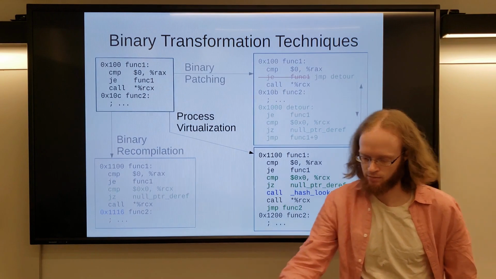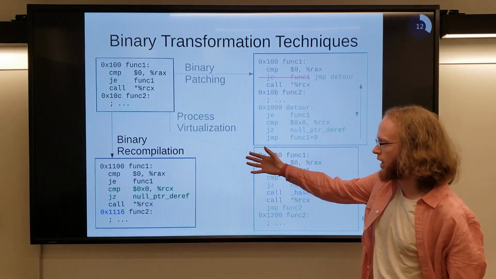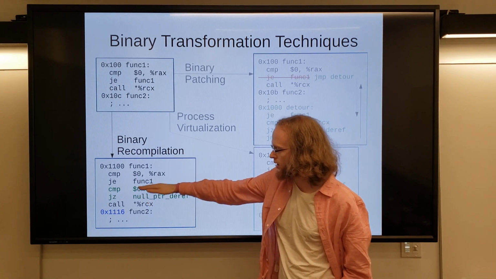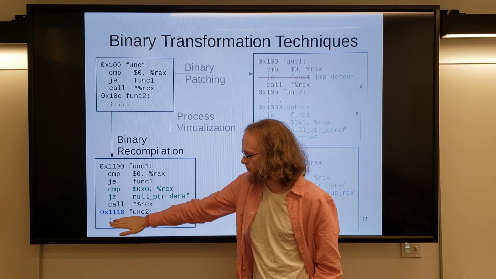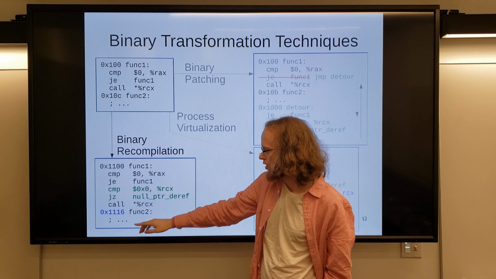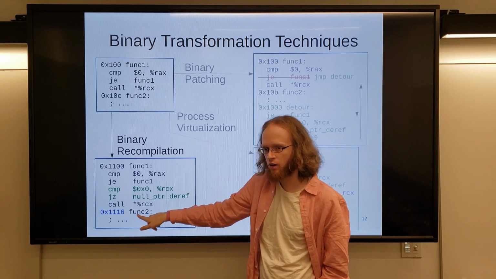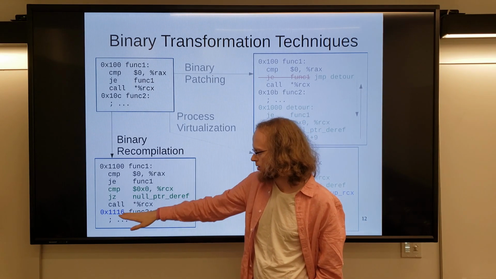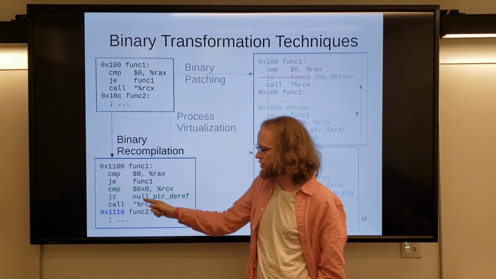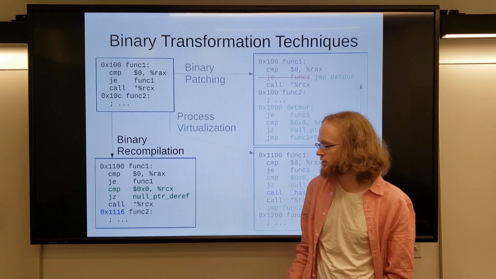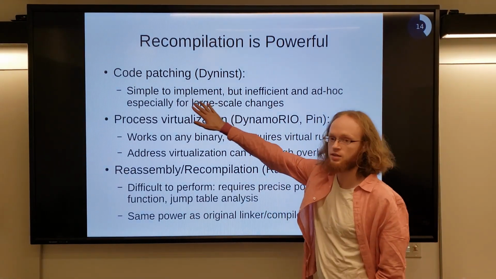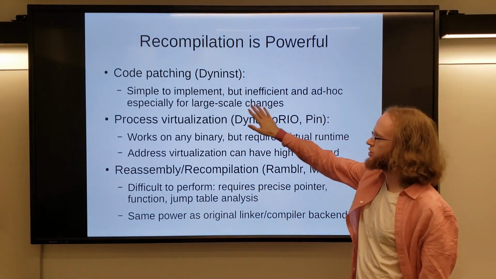Finally, for binary recompilation, it's kind of the best of all worlds. We're able to insert instructions here inline, and that's going to end up giving new addresses to every instruction, every function after that, because you end up shifting everything down. This is only possible if we found all references to func2, because if we missed some references to func2 and we didn't update them when we moved it to a new address, those old references are pointing somewhere in the middle of func1 now, which is obviously incorrect. So code patching is simple to implement, but it's not very well suited for large-scale changes.